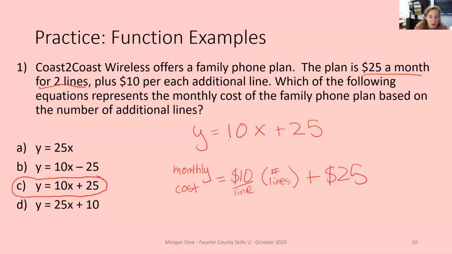So this part of the equation here, the 10x, or the $10 times the number of lines, that is the part that is varying or changing based on the number of additional lines we have. So this equation says our monthly cost is going to be $10 times the number of additional lines plus that $25 baseline fee.